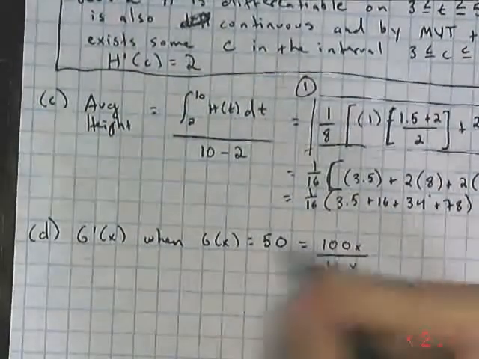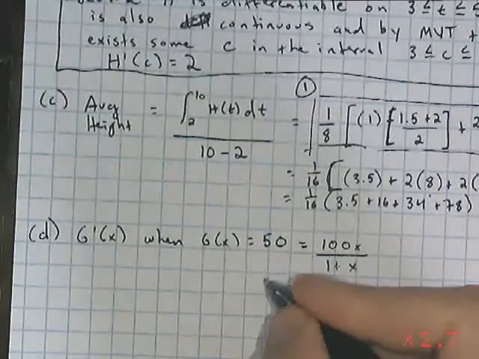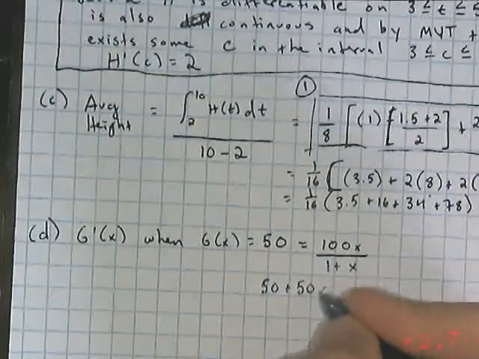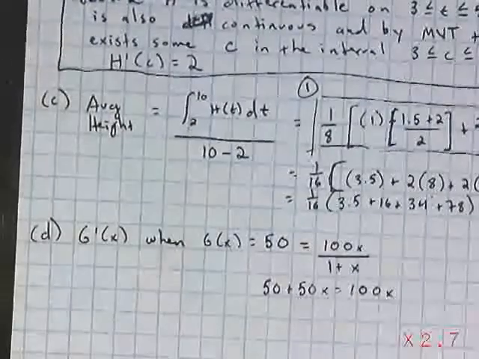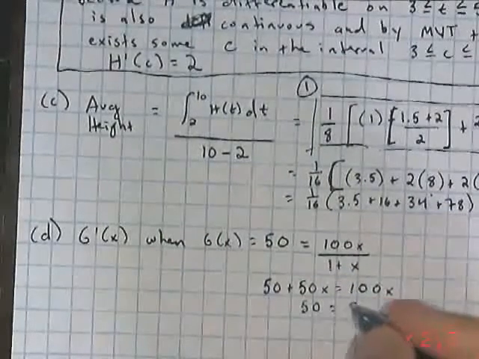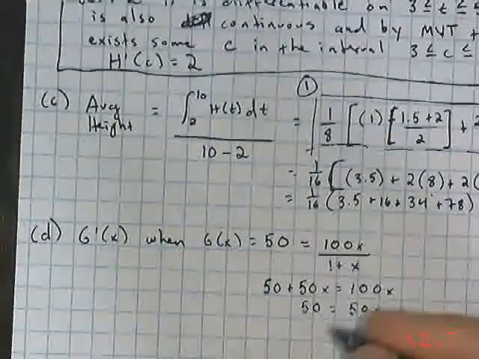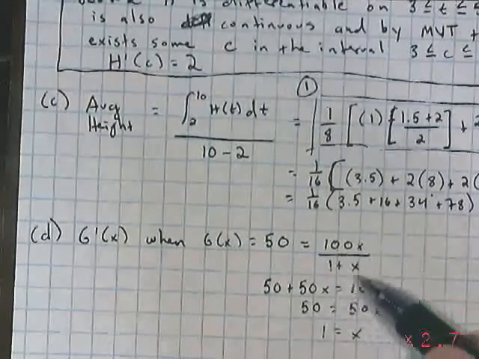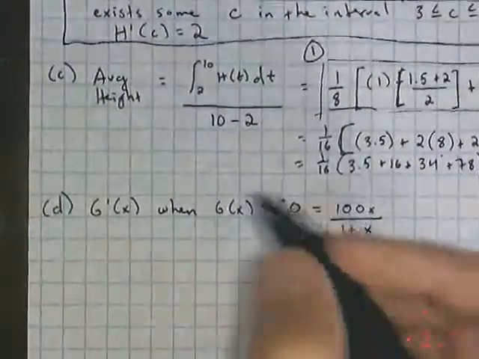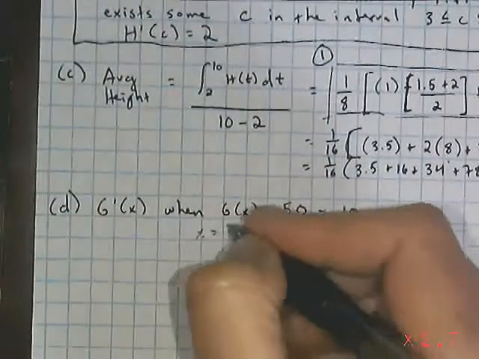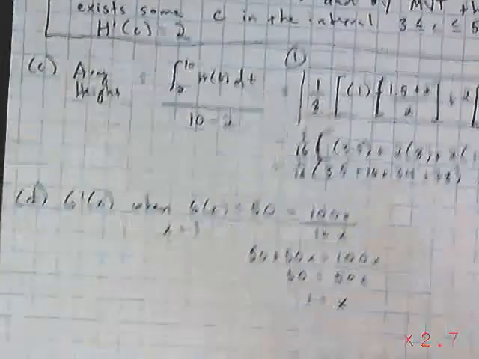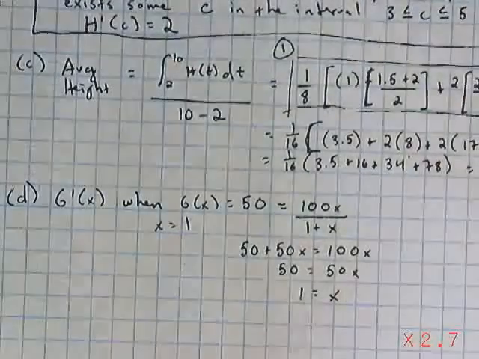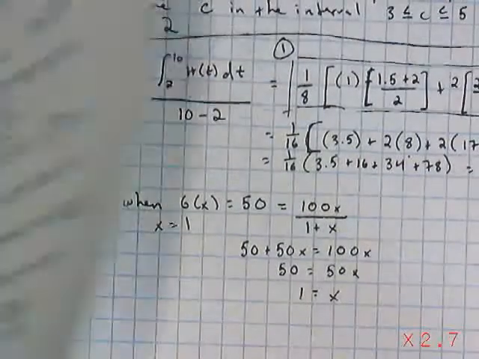To solve for x, we'll multiply that over, end up with 50 plus 50x equals 100x. Subtracting 50x from both sides, we get that 50 is equal to 50x. So this is going to be equal to 50 when x is equal to 1. So really we're looking for g prime of x when x equals 1. That's what they're asking us. Okay, well, let's figure out what g prime of x is. But before we do that, there was this sort of sneaky piece of information they gave us that we didn't really talk about.